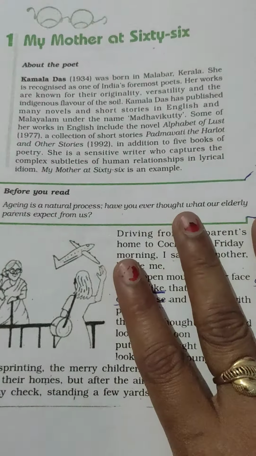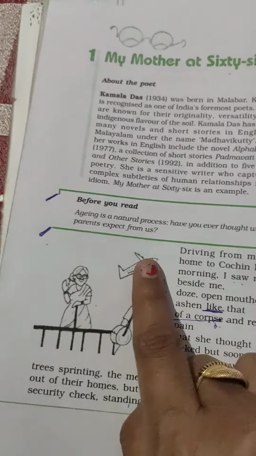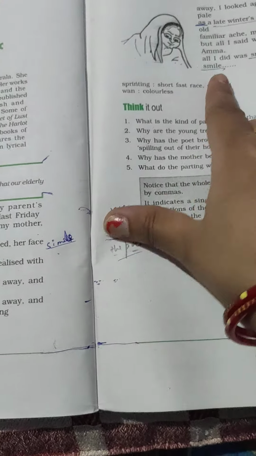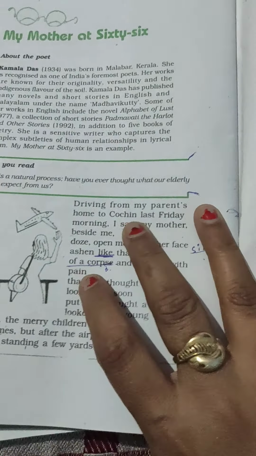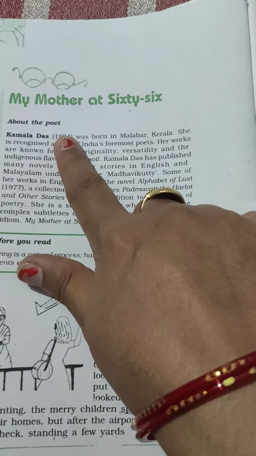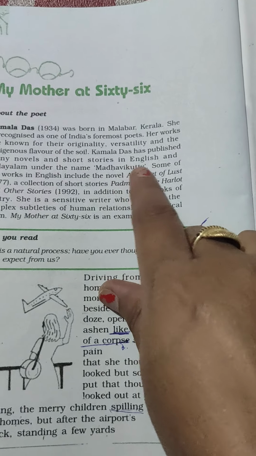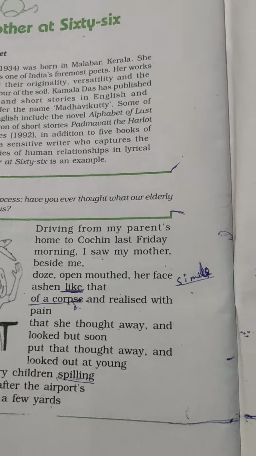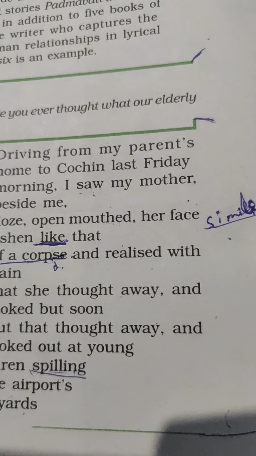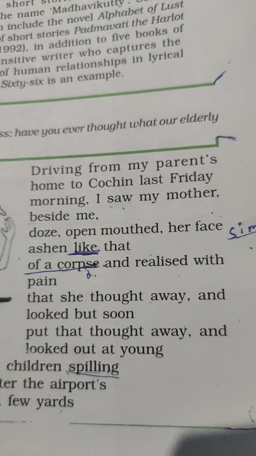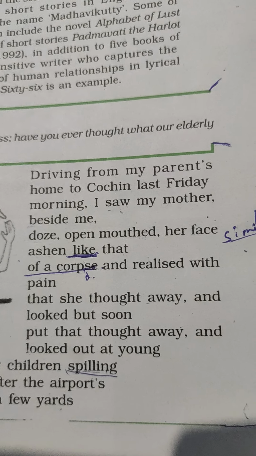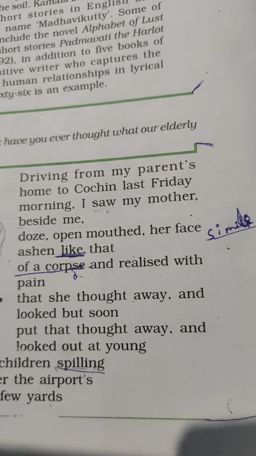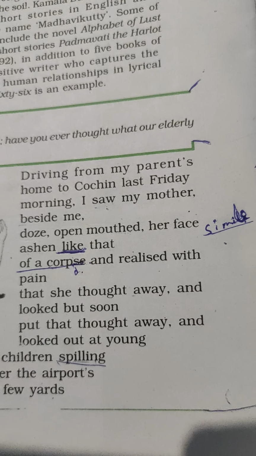So two figures of speech are there, and the whole poem is written in a single sentence, no full stop. It was written by Kamala Das, and the pen name was Madhavi Kutty. Driving from my parents' home to Cochin last Friday morning, I saw my mother beside me, dozed, open-mouthed, her face ashen like that of a corpse, and realized with pain.